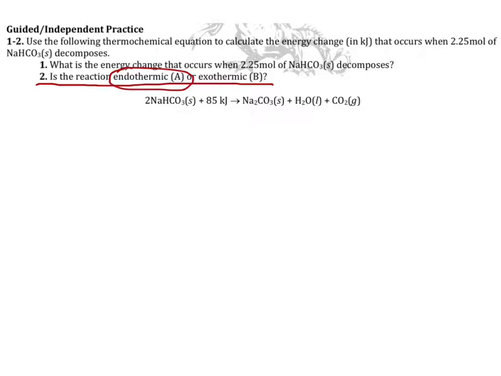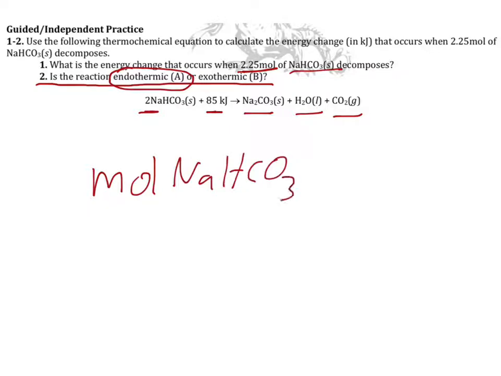And it's asking, what is the energy change if 2.25 moles of NaHCO3 decomposes? Well, 2 moles of this will react with 85 kilojoules of this to produce 1 mole of that, 1 mole of that, and 1 mole of that. And so what we want to think about here is we are given moles of NaHCO3. And before, if we know moles of one substance, we can actually convert it to moles of another substance.